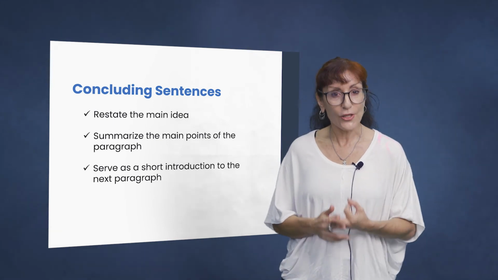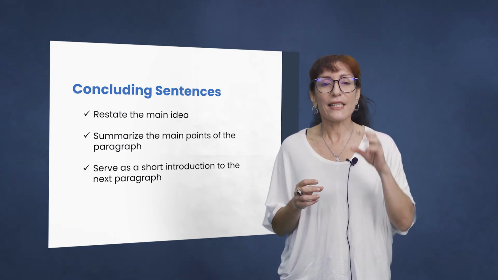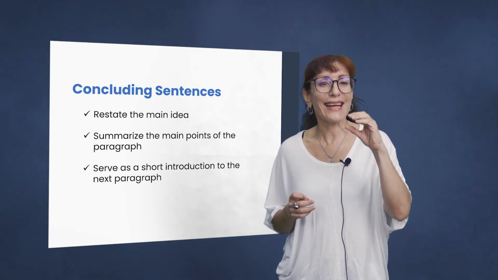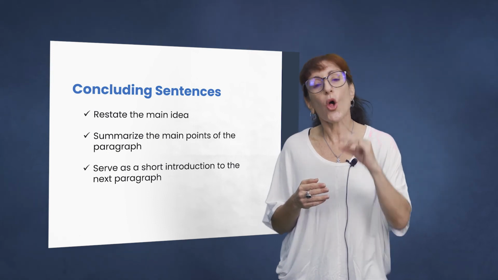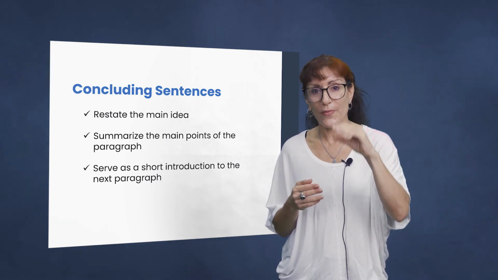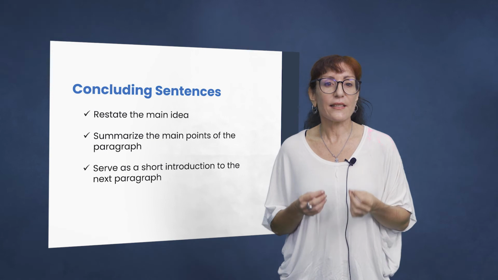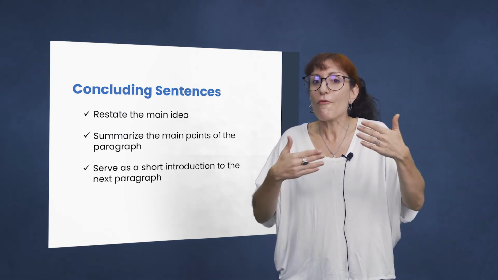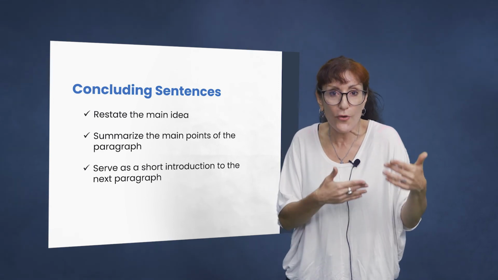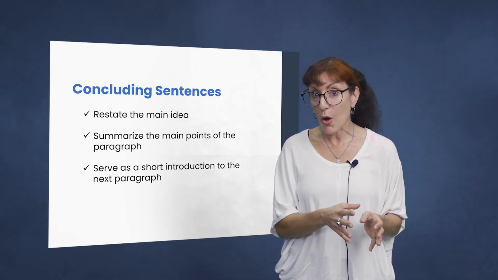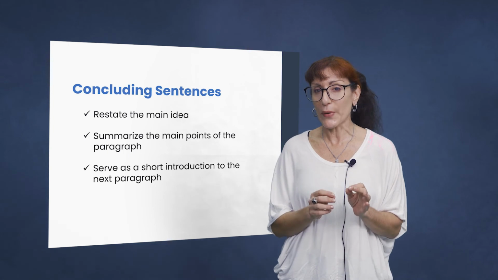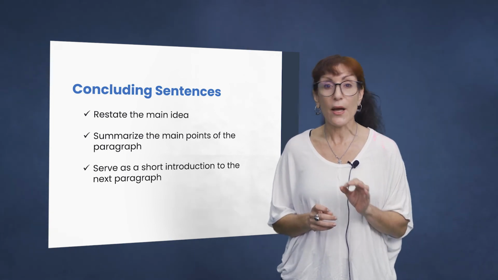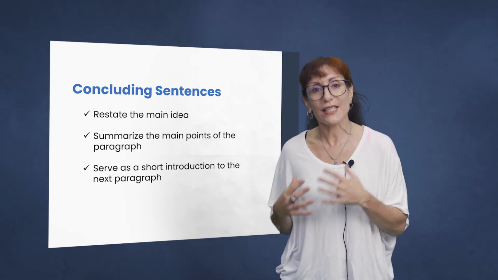The third function is that they serve as a short introduction to the next paragraph, or what we call a transitional paragraph. A concluding sentence can sometimes serve as a smooth preparation for the paragraph which is about to follow by mentioning the topic to be discussed. And remember here, you can mention the topic, but you cannot explain or discuss it.